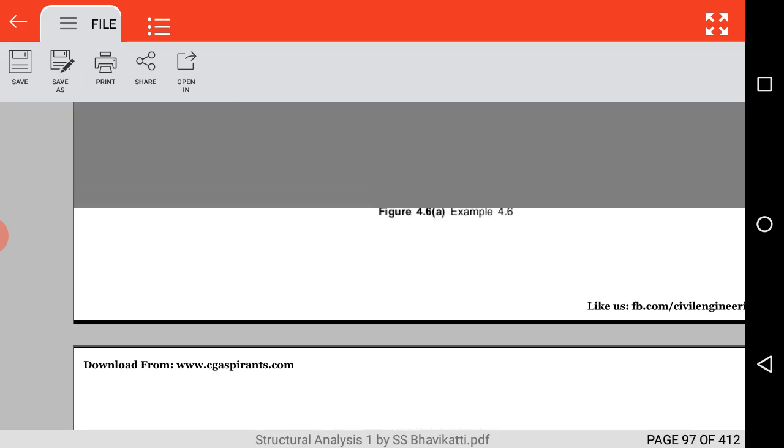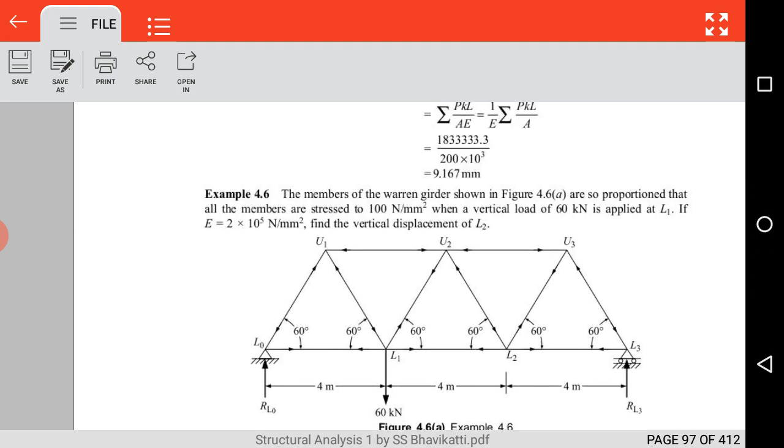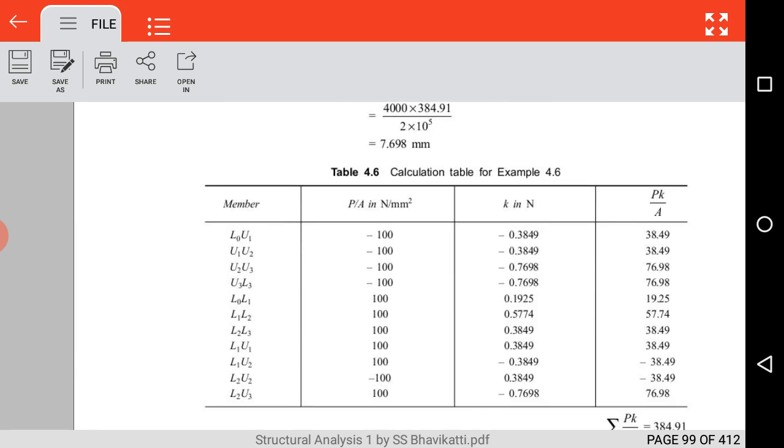So in this problem, stress is given, that is 100 Newton per mm square for all the members. So P upon A is nothing but the force, and the values have been tabulated in the table over here. P upon A in Newton per mm square is shown. Negative values represent compressions and positive represents tensiles.